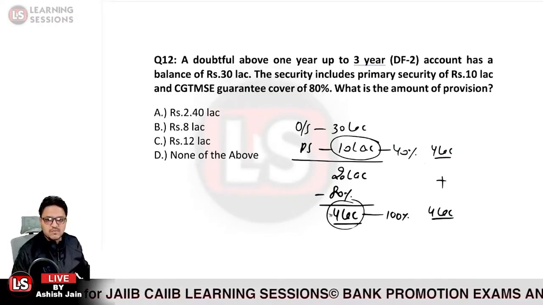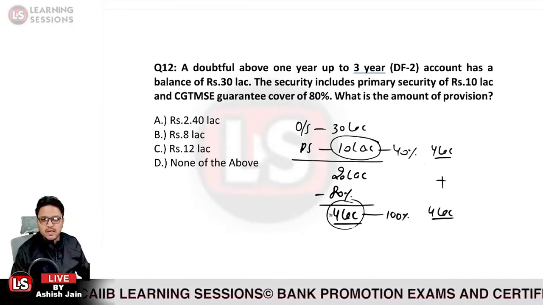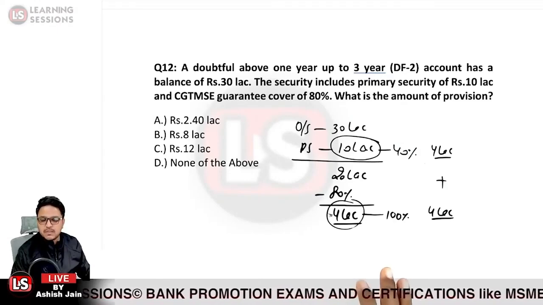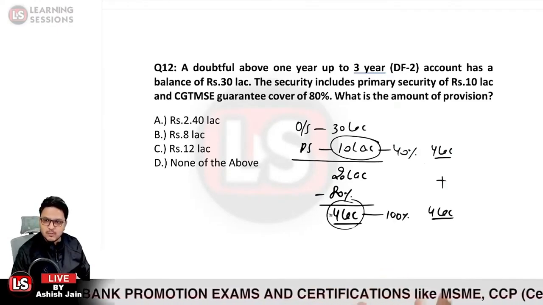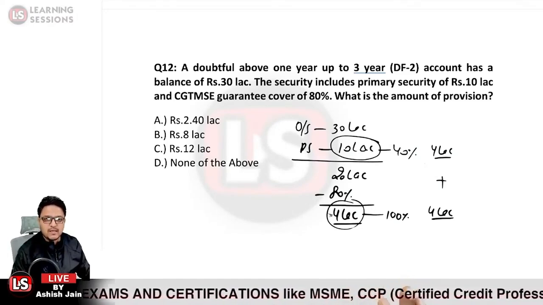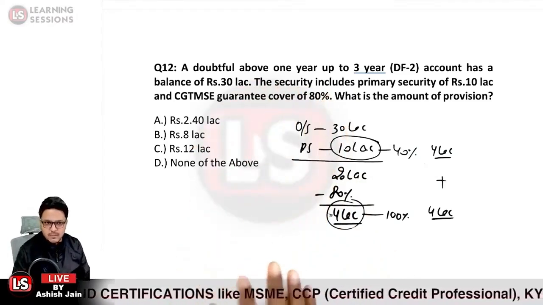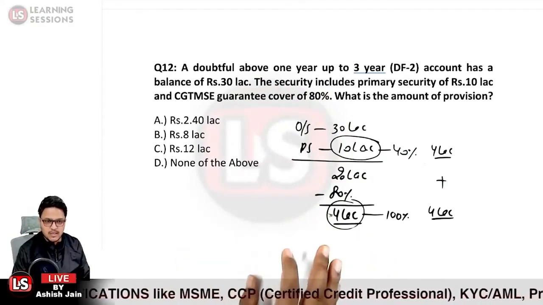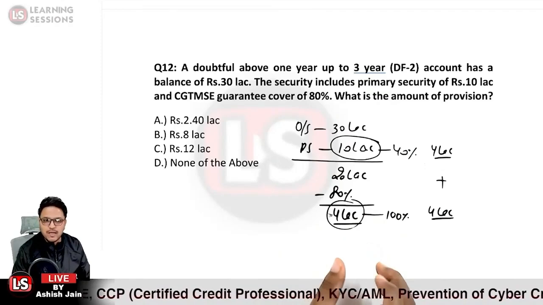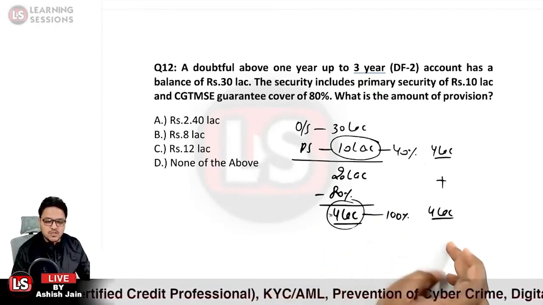Option B. Let me explain this to you again. First of all, the outstanding balance is 30 lakh rupees, and the primary security is available for 10 lakh rupees. So the shortfall in security is 20 lakh rupees, but we are aware that CGTMSE guarantee cover is available for 80%. For that the provision is not to be created. So that amount is to be subtracted, and we are left with the unsecured portion of 4 lakh rupees, for which 100% of the provision is to be created.